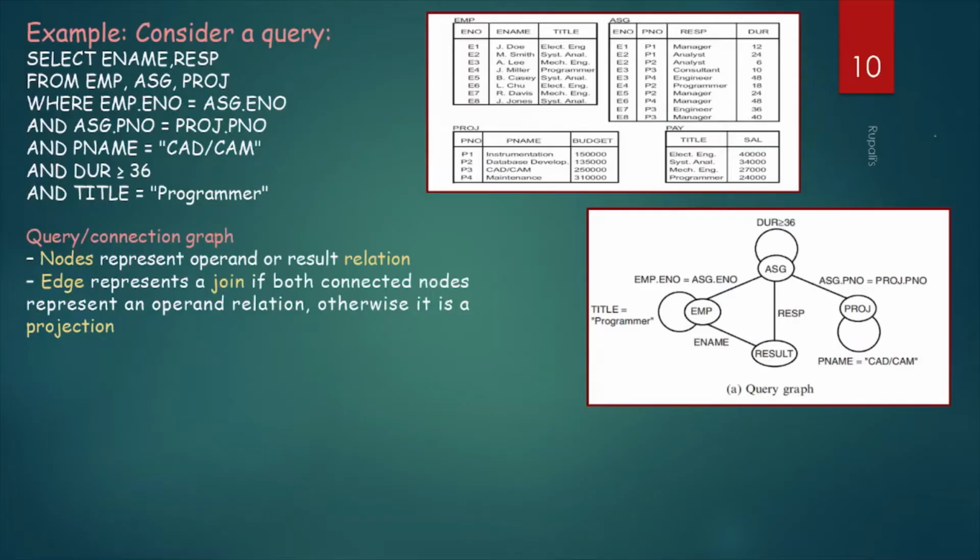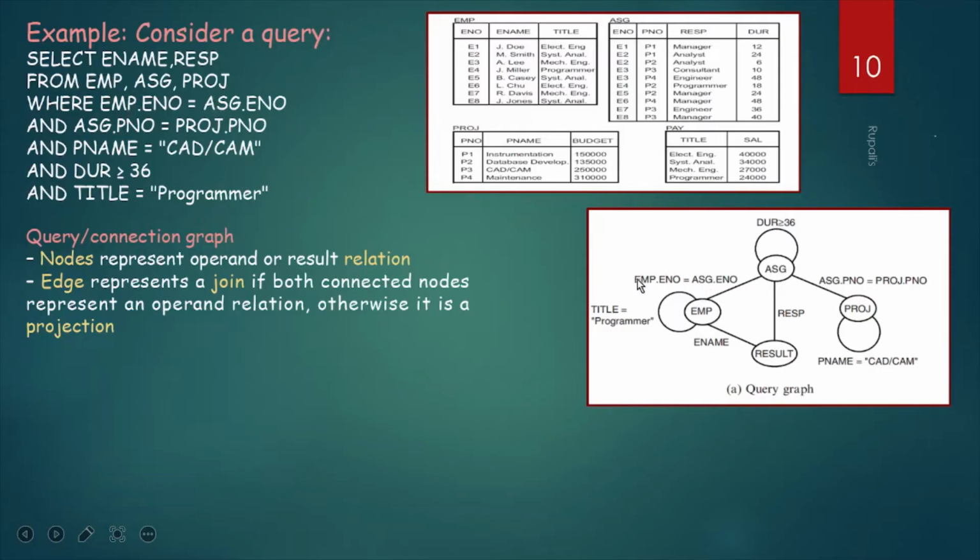How can we draw the query or connection graph? Nodes represent an operand or result relation. These nodes are the tables EMP, ASC, project, and this is the result. An edge represents a join if both connected nodes represent operand relations, otherwise it is a projection. So the edges: EMP and ASC table.